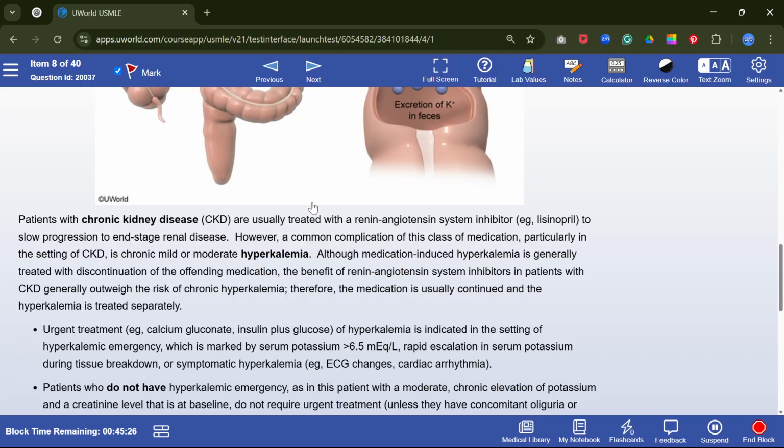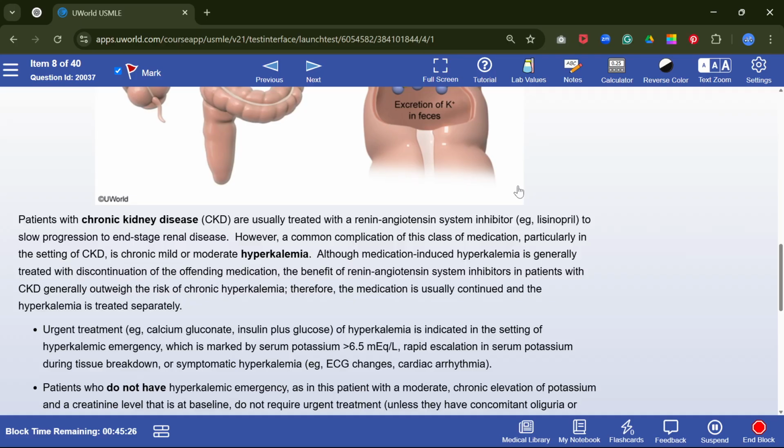Okay, patients with CKD are usually treated with the RAS inhibitor lisinopril to slow progression to end-stage renal disease. However, a common complication of this class of medication, in the setting of CKD, is chronic or mild hyperkalemia.